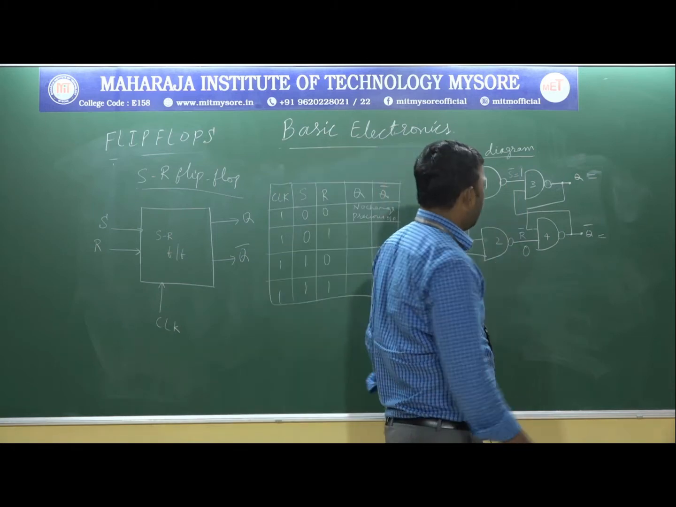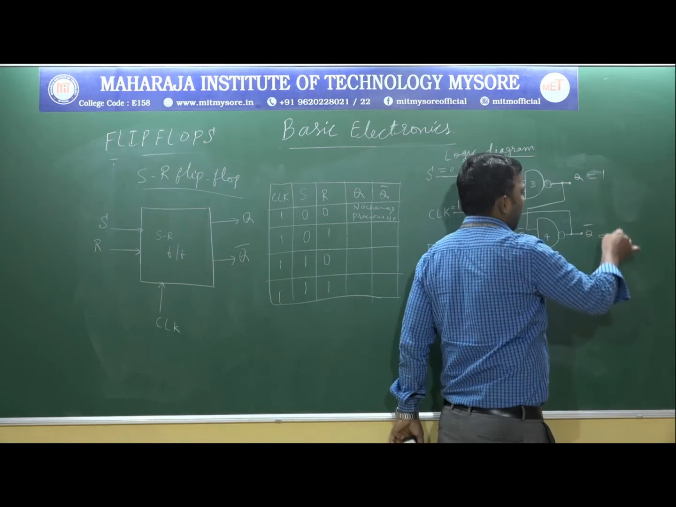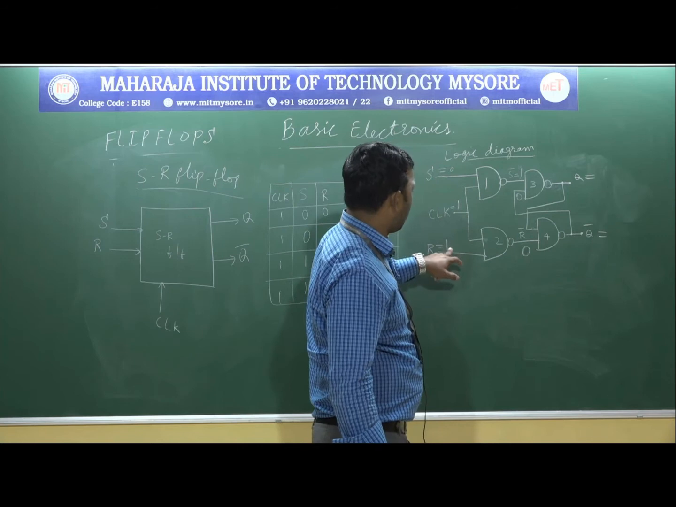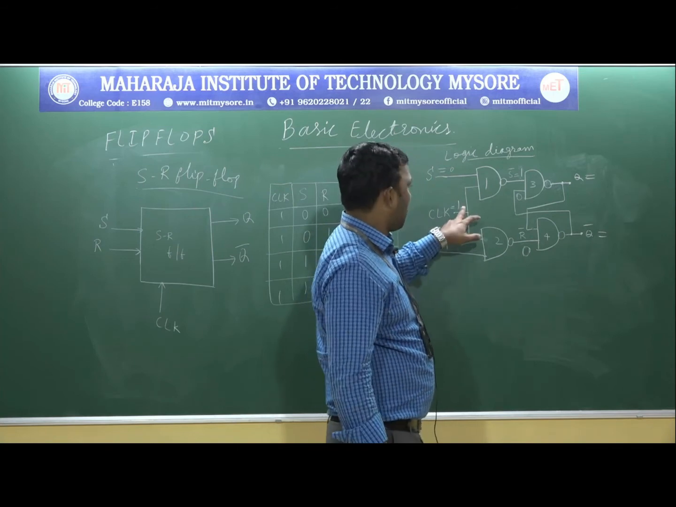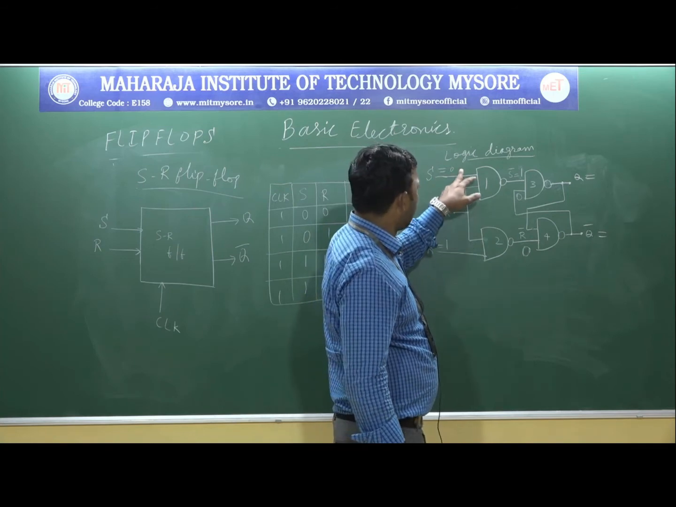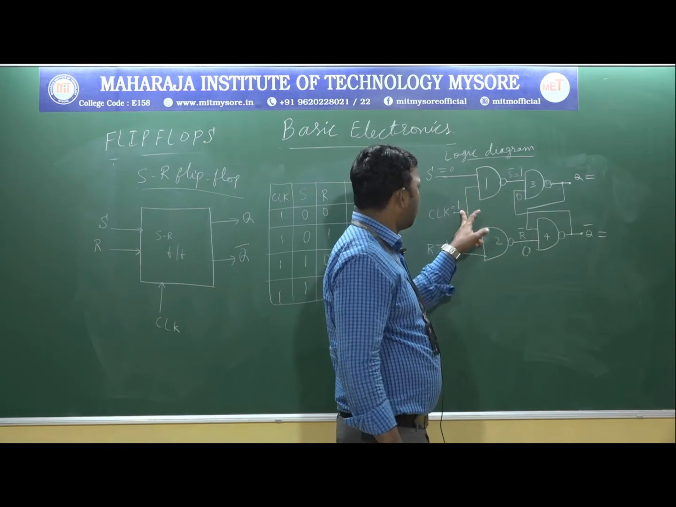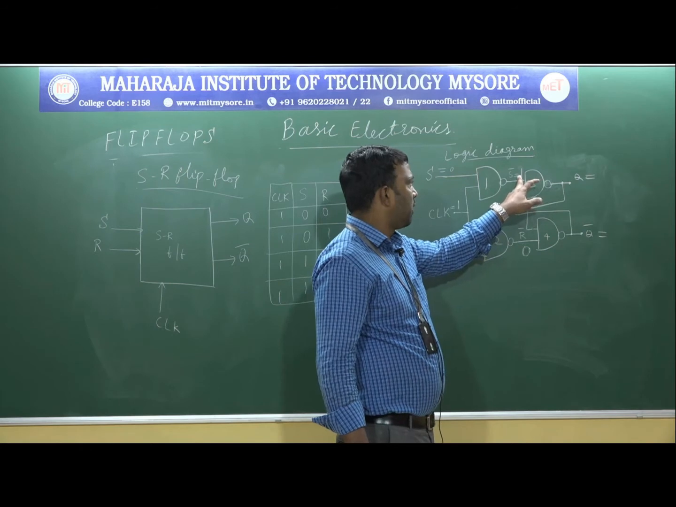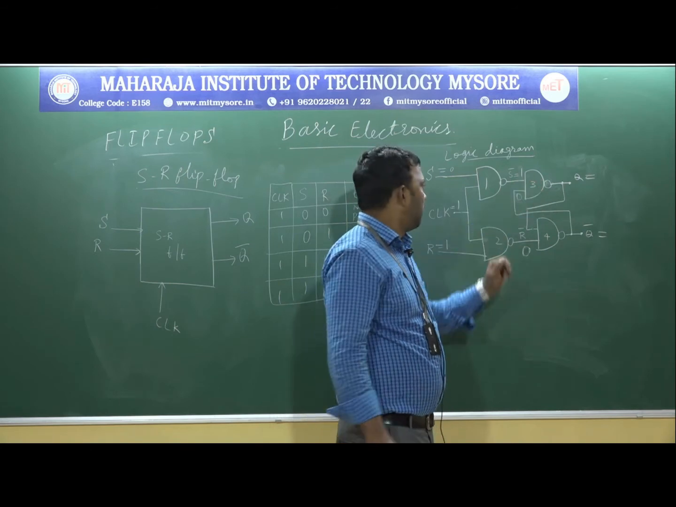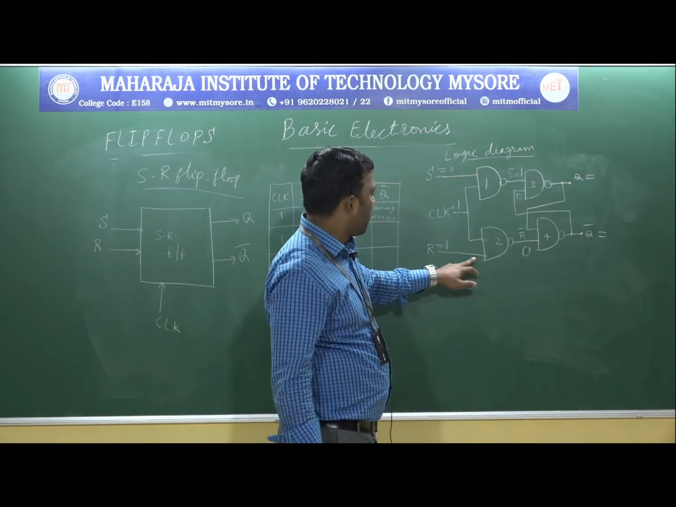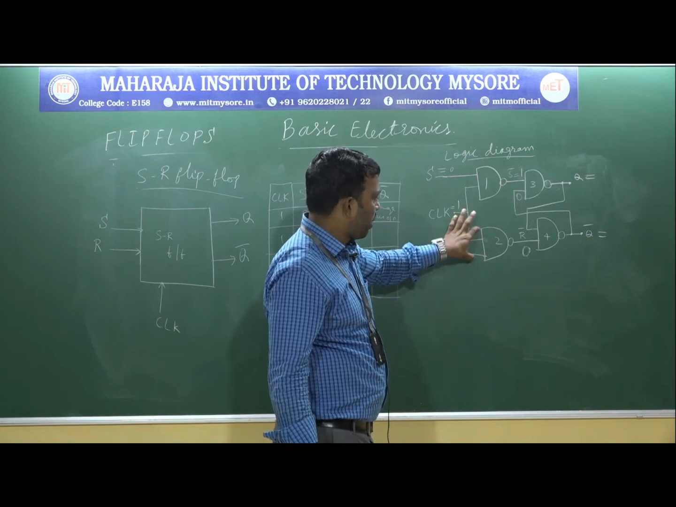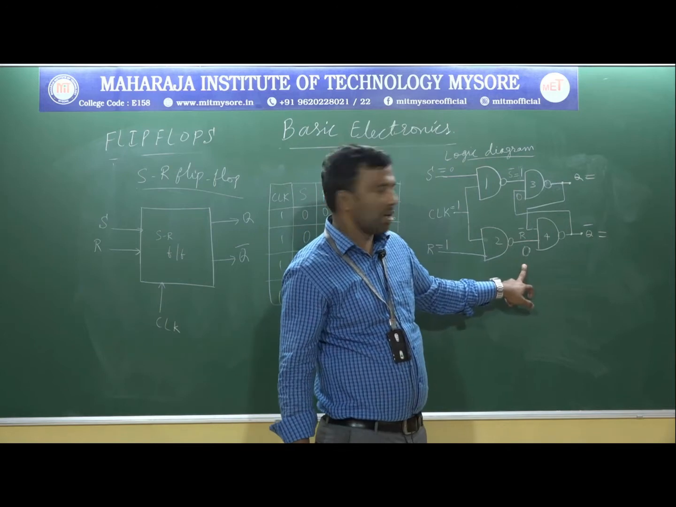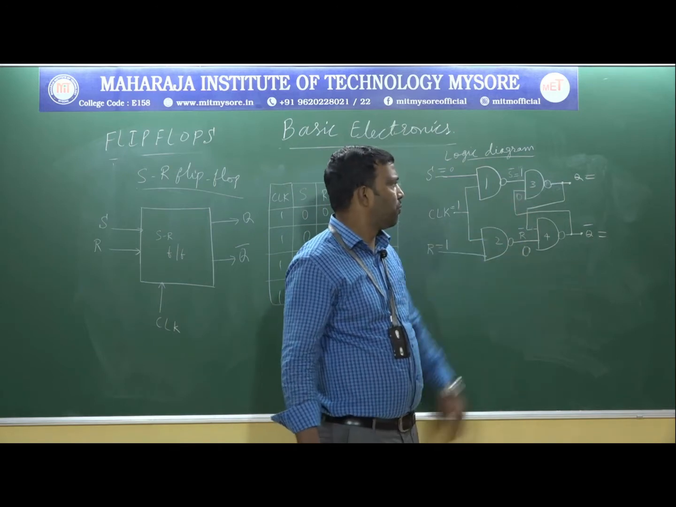Let us consider that Q is 1 and Q bar is 0. Now when S equal to 0, R equal to 1, clock is 1. Let us consider 0 and 1. The NAND gate output S bar is 1. Next, when R equal to 1 and clock equal to 1, both are 1 1, the NAND gate 2 output is 0. That is R bar is 0 and S bar is 1.